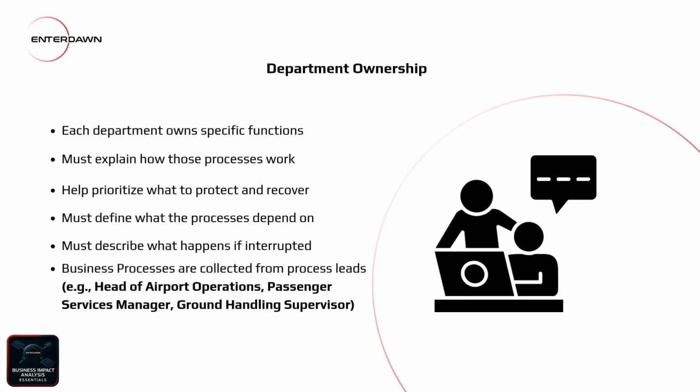To understand who provides the business process information, we'll continue building on the Heathrow case study. Let's create two fictitious business processes: a flight operations process and a passenger services process. At Heathrow, the process leads for these might include the head of airport operations, the passenger services manager, or the ground handling supervisor, individuals responsible for day to day execution and coordination of these services.